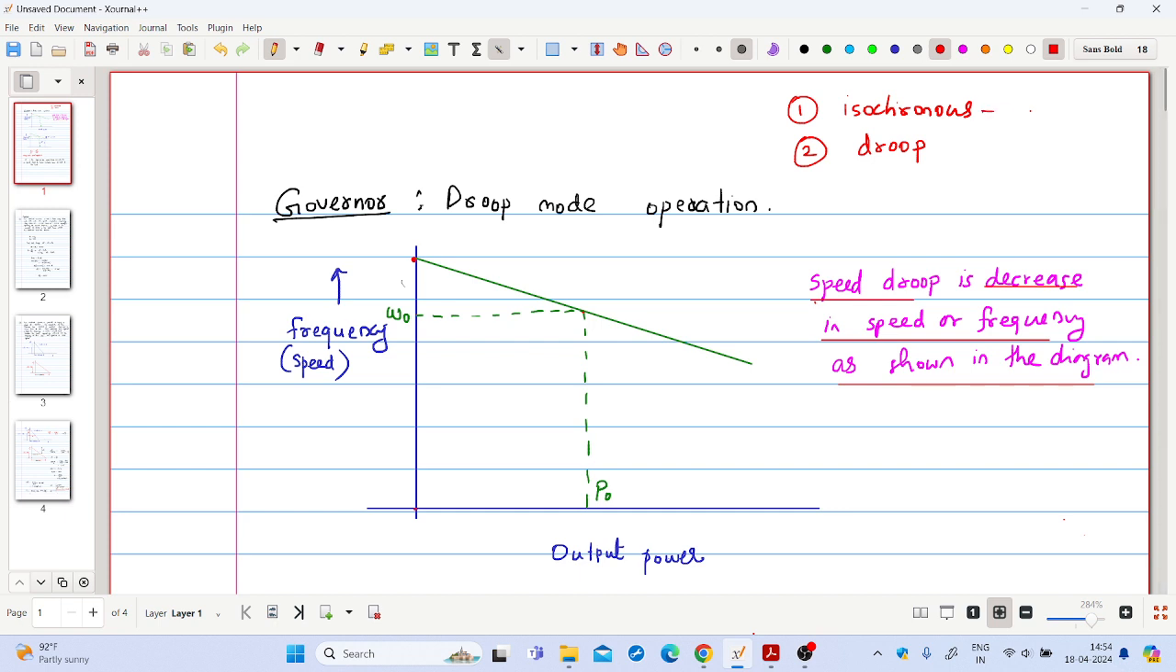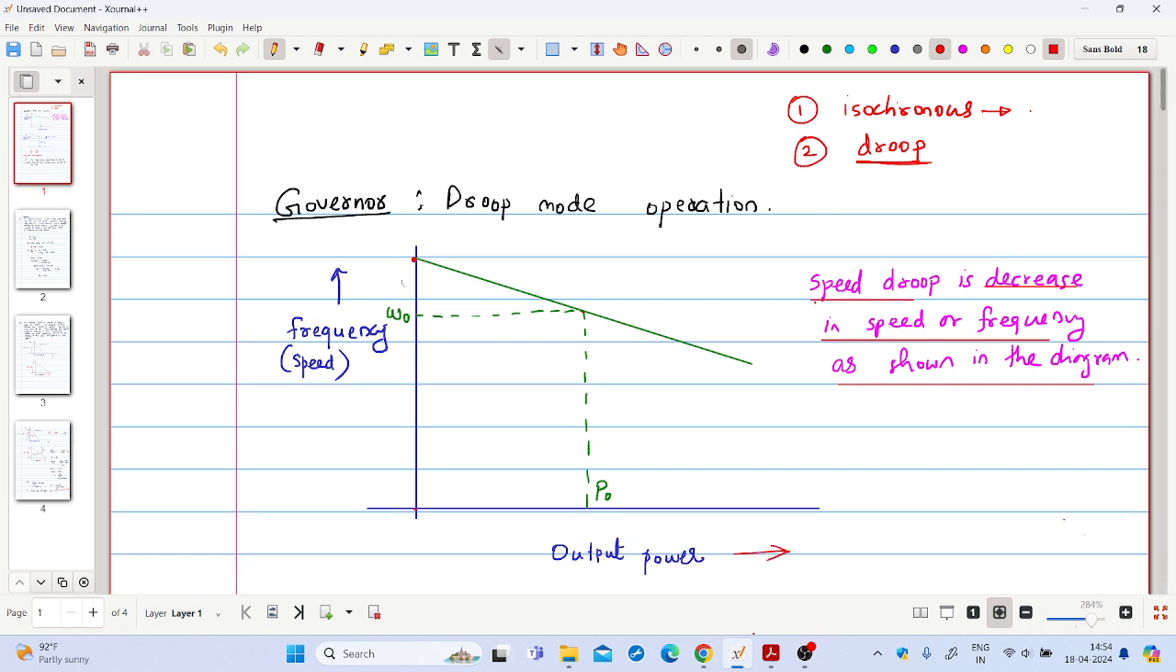In isochronous mode, the frequency of the generator will be kept constant irrespective of the change in load, and that is not practically used in interconnected power systems. So we will be discussing drop based governor that is more commonly used. So what is drop? Drop is the decrease in speed or frequency as the output power or load is increased.